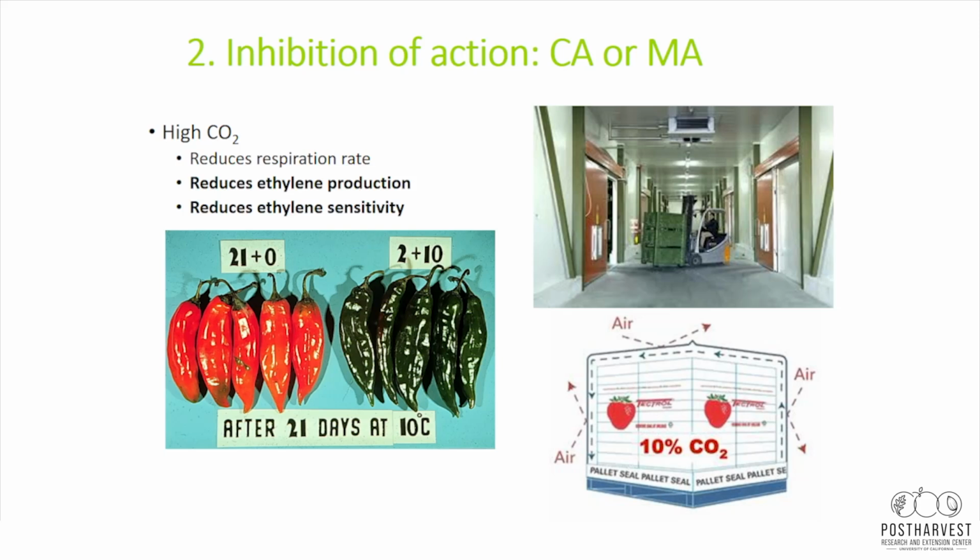Examples here, Textrol is a pallet seal system where they use a plastic shroud. They cover pallets, usually with berries here in the States. They flush in high CO2 air, and then they seal it on the bottom, and they ship it cross-country. And this is supposed to extend the shelf life by keeping the ethylene lower in there.